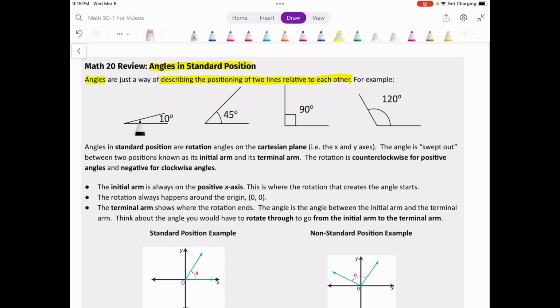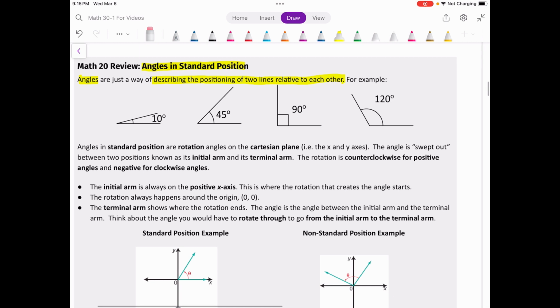So for example, this is a 10-degree angle. Could make it bigger and talk about the 45-degree angle here. Note that you could also go around the other way and talk about a 360 minus 45 or 315-degree angle, because 360 would be the full circle, right? That's one way to describe it. A 90-degree angle here, a 120-degree angle here, right? As we make it larger, we get a bigger angle. And so that's all an angle in standard position is doing.